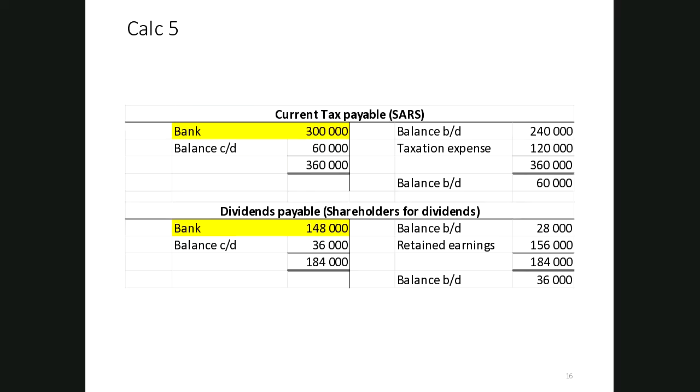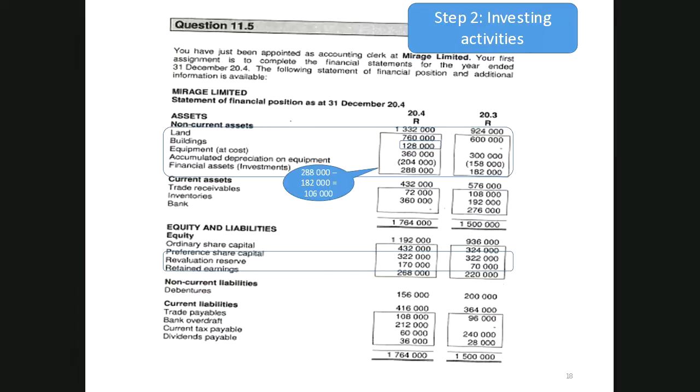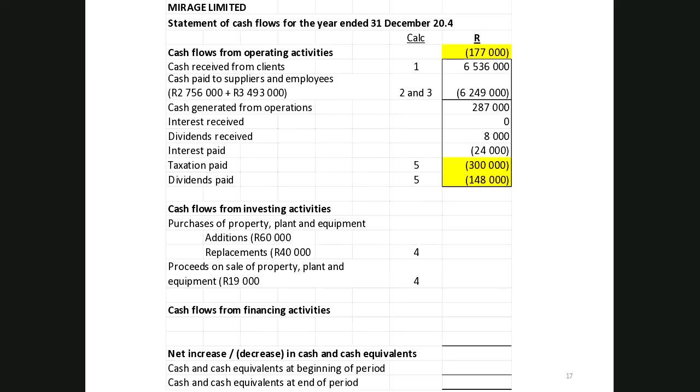So we can now finish the operating activities section of our cash flow statement by putting in the 300,000 for tax paid and dividends paid. Very critical that you put the brackets in. If you don't put the brackets in, you won't get the marks.